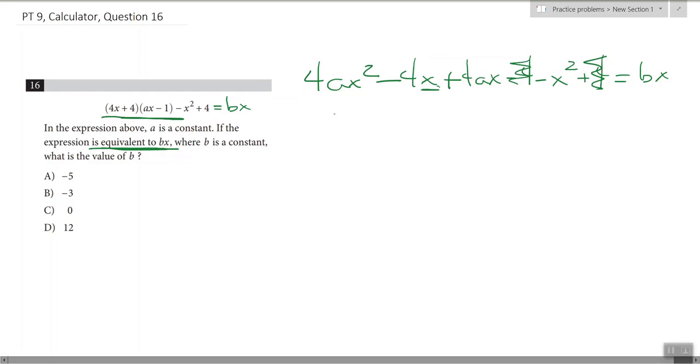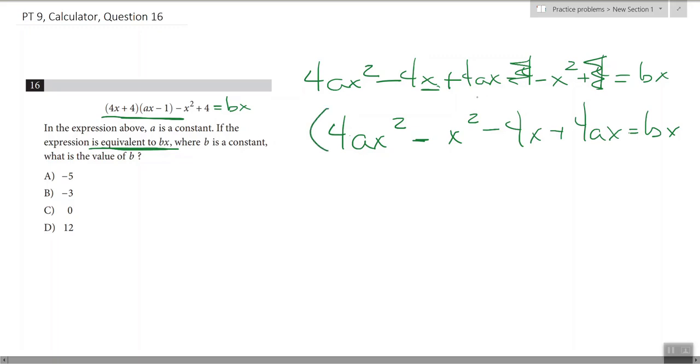The next thing I'm going to do is group like terms. And when I do that, I'm going to get 4ax squared minus x squared minus 4x plus 4ax equals bx. And this is really the critical moment here. Now that I've grouped these by like terms, I have this part of the equation here, and I have this part of the equation here. When I recognize that, everything else kind of falls into place. But recognizing this can be really difficult.